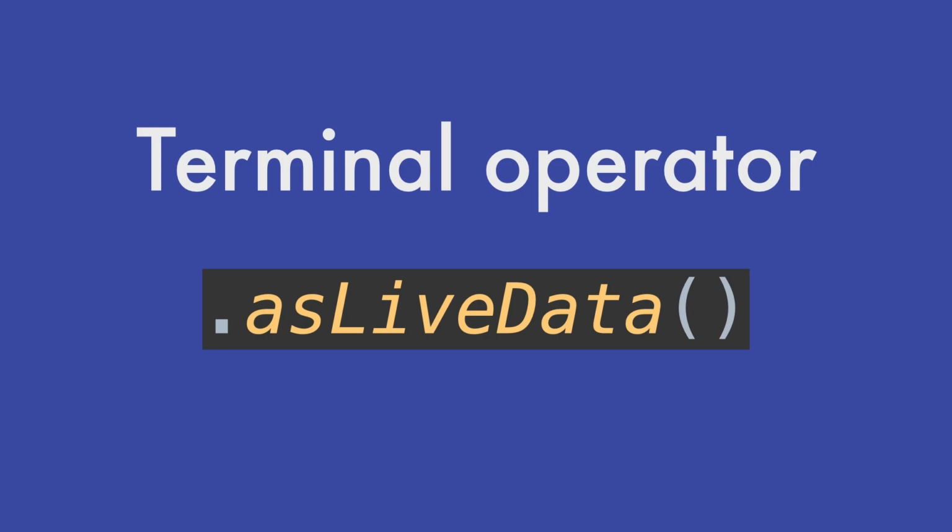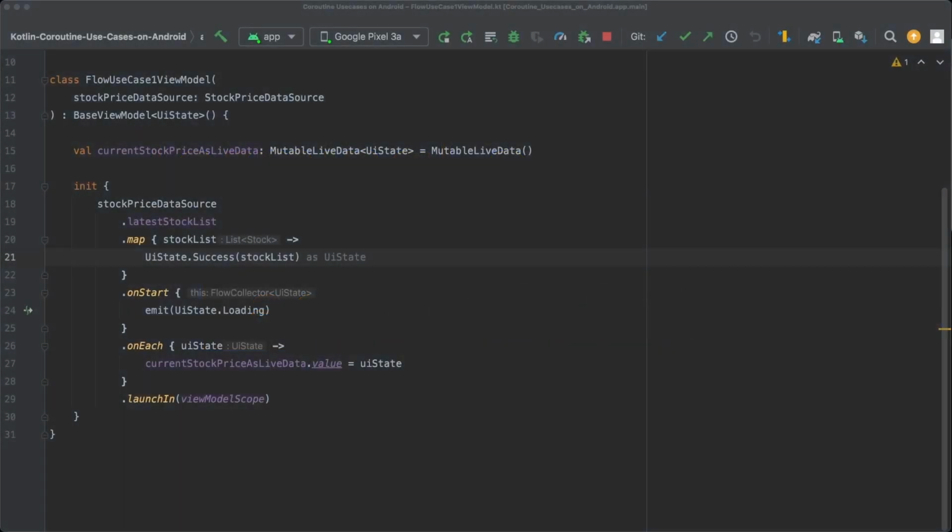All right, in this lecture, we are going to improve the code of the view model even further by using the asLiveData terminal operator. In fact, our code here in the view model in this current state actually has a very big problem.